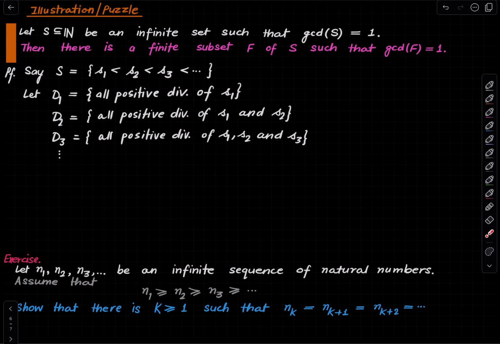And clearly, D1 contains D2, which contains in turn D3, and so on. Correct? Simply because if you have an element in D2, that is also there in D1. If something divides both S1 and S2, it clearly divides S1. So this is an obvious statement.